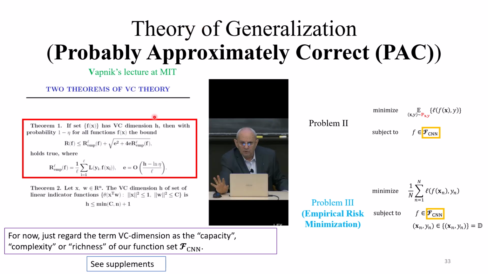So let's state this more formally. The probably approximately correct framework, or PAC framework, can be stated as follows. If a function set has a finite VC dimension, then for any arbitrarily large probability, the true risk will be upper bounded by the empirical risk plus a function of the VC dimension. In other words, it is probably approximately correct to do ERM in the sense that we would probably also minimize the true risk by only focusing on the empirical risk.